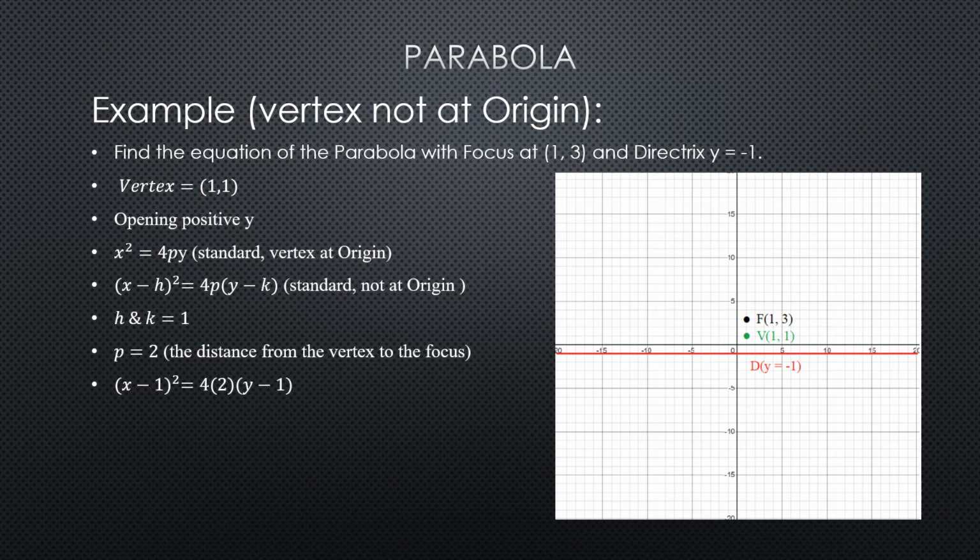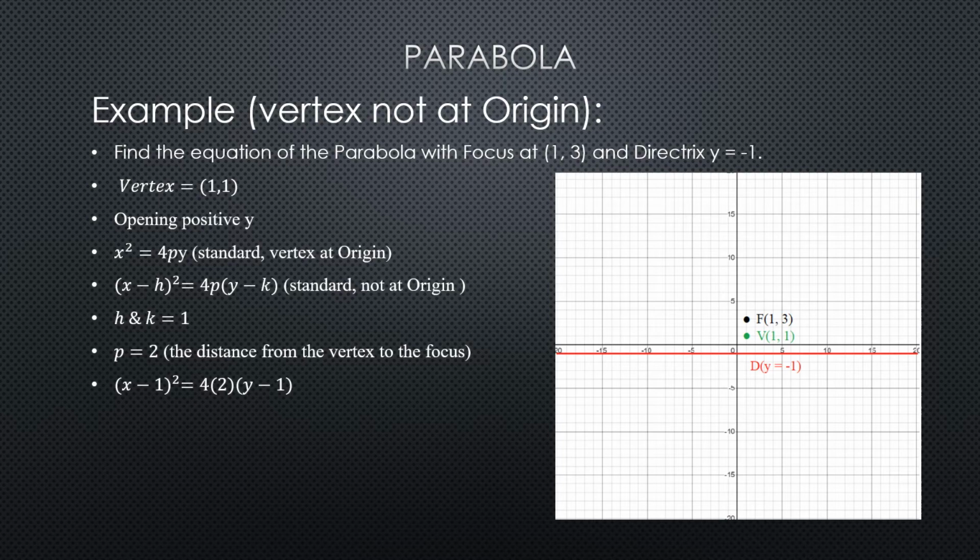Now I'm going to put in my standard formula that's not at the origin. So I'm just going to put in my h and my k's, which are my x offset and my y offset. And just like circles, it's going to be minus because it's describing how to get back to the origin. So if I do that, I've got x minus h, that entire quantity squared equals 4p, and then my new y is my y with my minus k offset. Okay, so that's my standard parabola formula that's not at the origin.